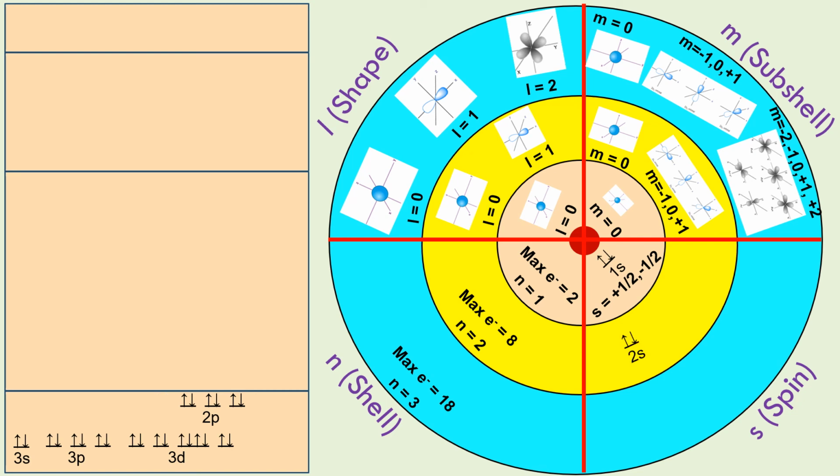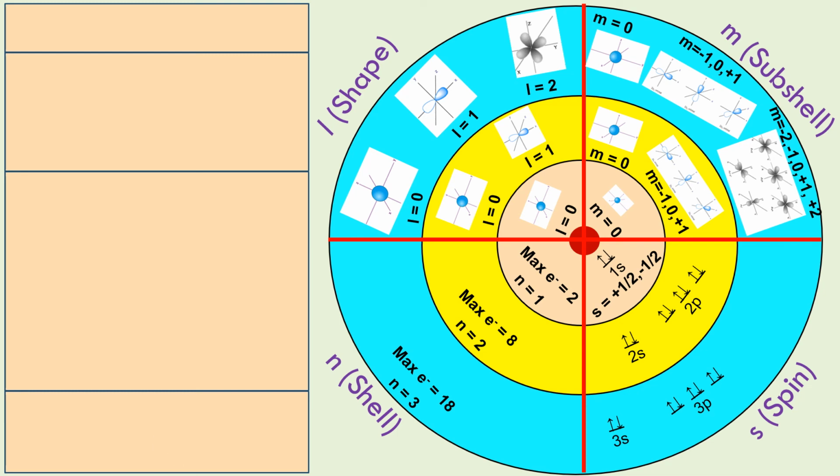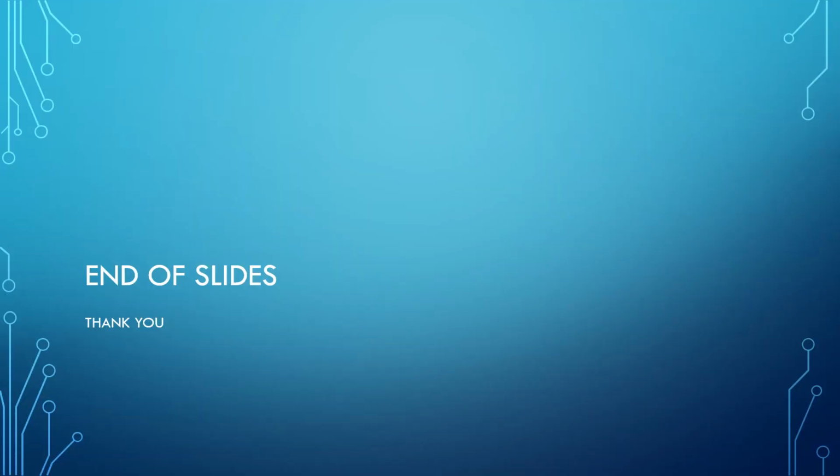The second energy level has this orbital diagram, 2s and 2p, and each electron has a different spin, positive and negative half. The same goes for the third energy level, 3s, 3p, and 3d. Remember, each orbital has two electrons with different values of s. End of slides. Thank you.